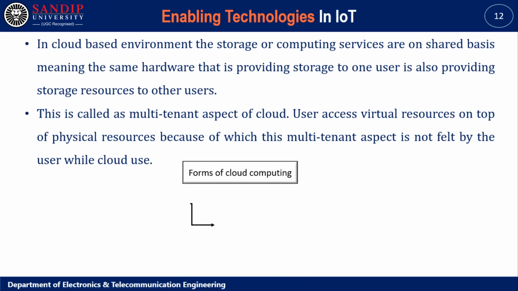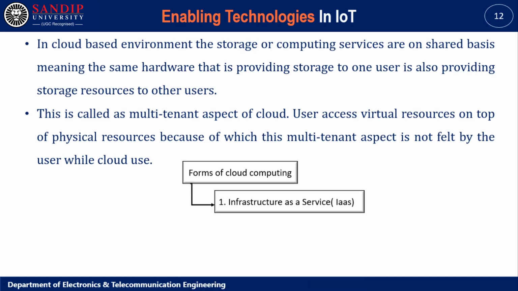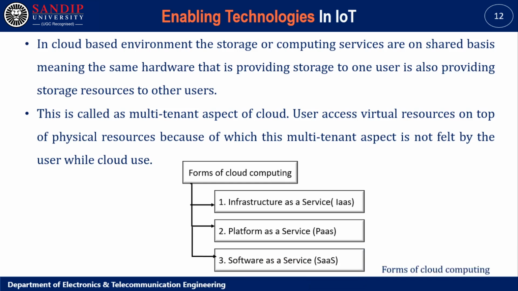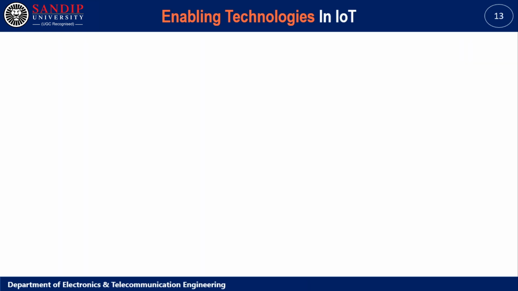Forms of cloud computing. First is Infrastructure as a Service, that is IaaS. Second is Platform as a Service, that is PaaS. Third is Software as a Service, that is SaaS. So the figure shows the forms of cloud computing.